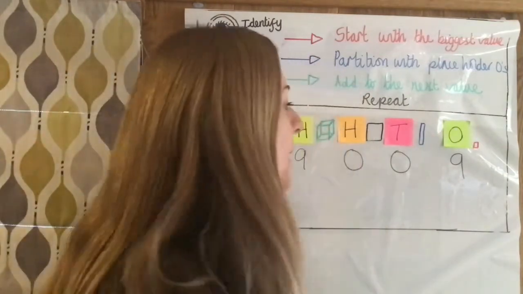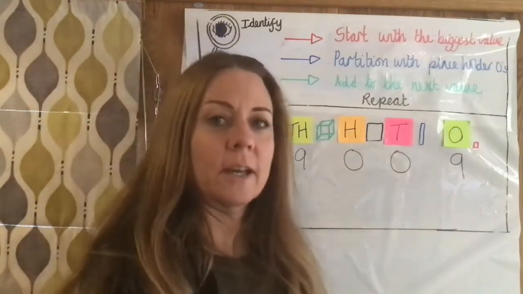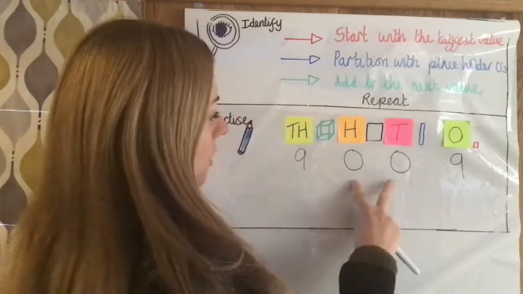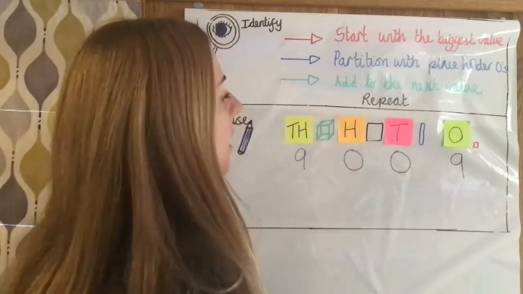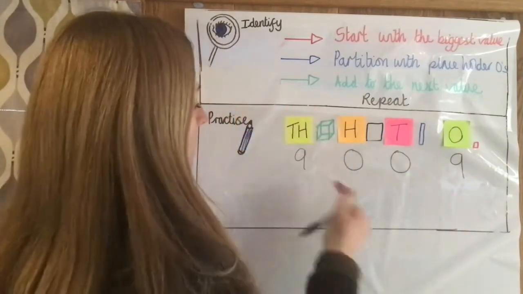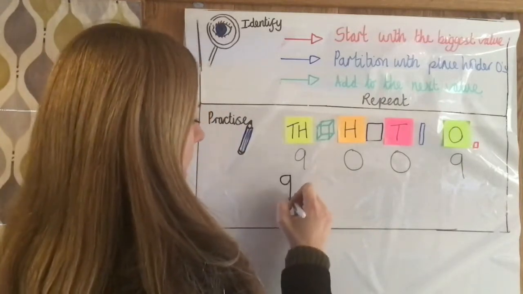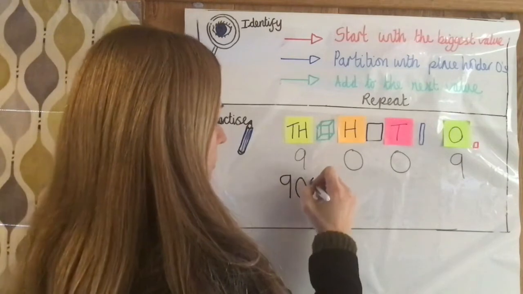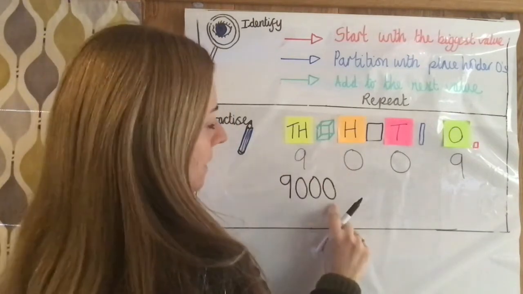So today we are partitioning. I've chosen this one because when we are partitioning, there are not a lot of numbers in each of the columns. So here you start the same. You start with your highest place value, which is thousands, and you would write your 9 and your placeholder 0, hundreds, tens and ones to show this is 9,000.